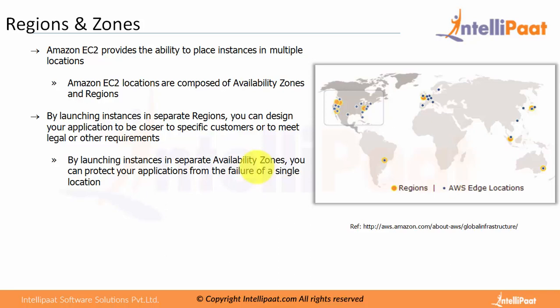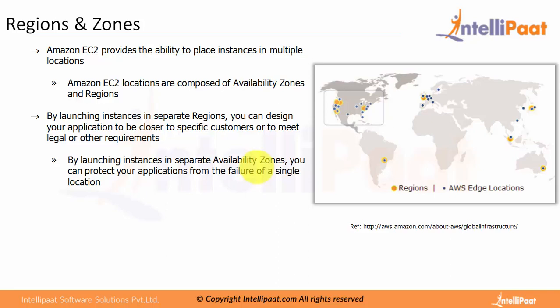When you talk about Amazon, geography has two concepts. One is Amazon regions and another is zones. This gives you an option to place instances in multiple locations. Each location is composed of availability zones and regions. Now what is a region? A region is a geography. Remember the word geography, where Amazon has its data centers.